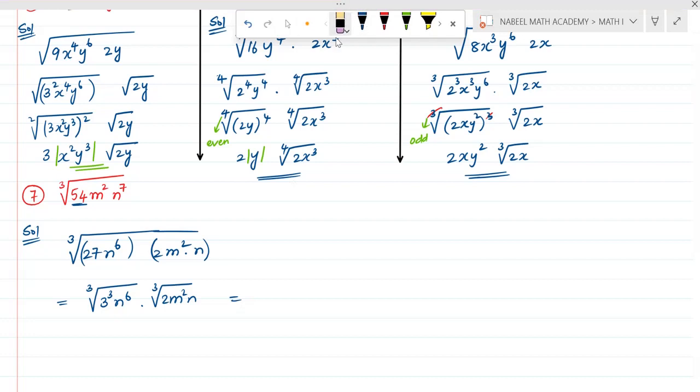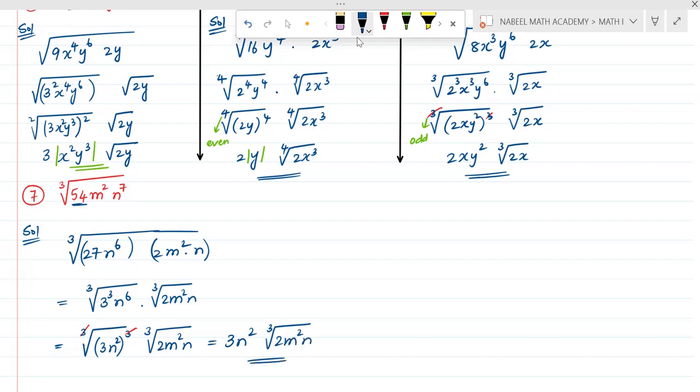To simplify this one, so it is cube root. I am taking a common factor power 3, here 3n square, and here cube root of 2m square n. So therefore here it gets cancelled. So therefore the answer will be 3n square cube root of 2m square n. So this is the final answer. Thank you.